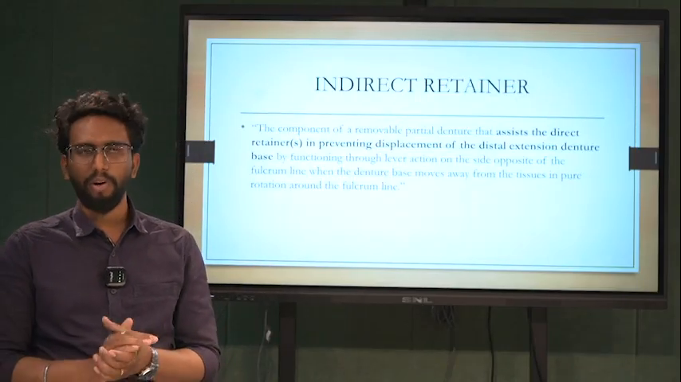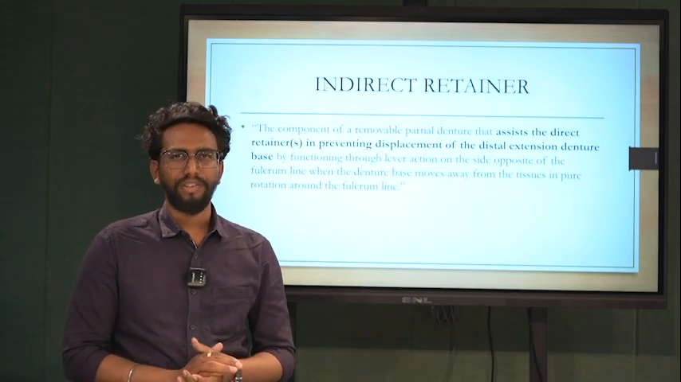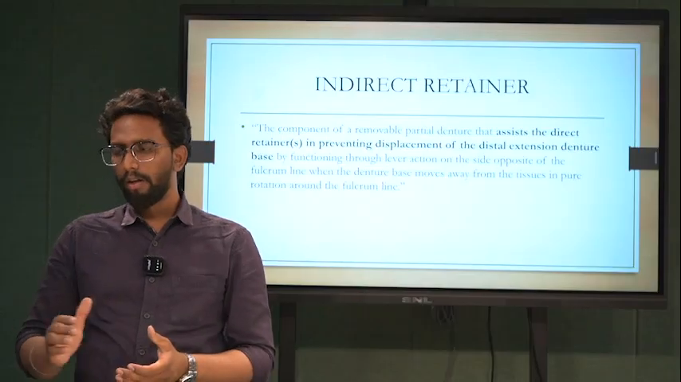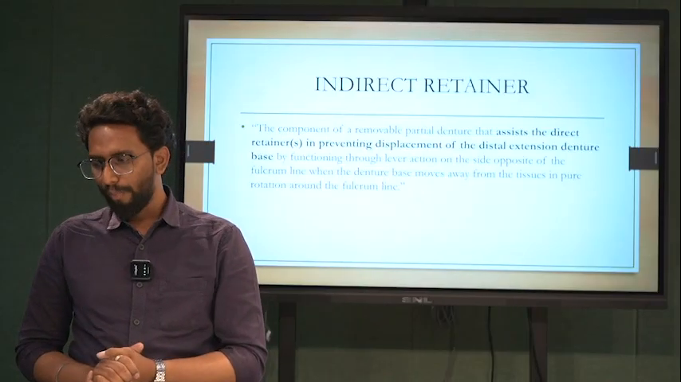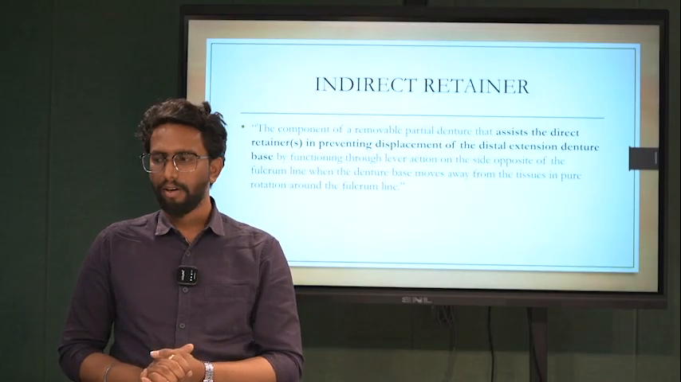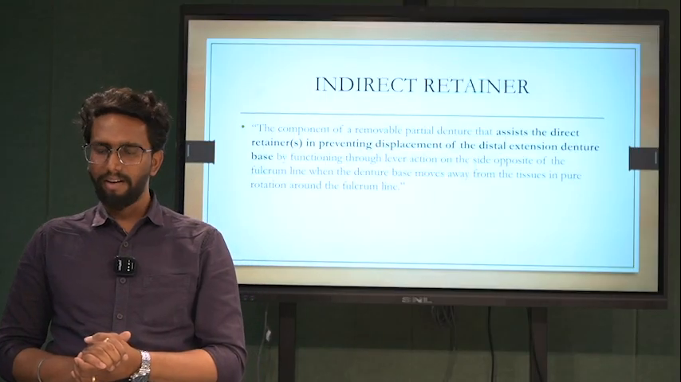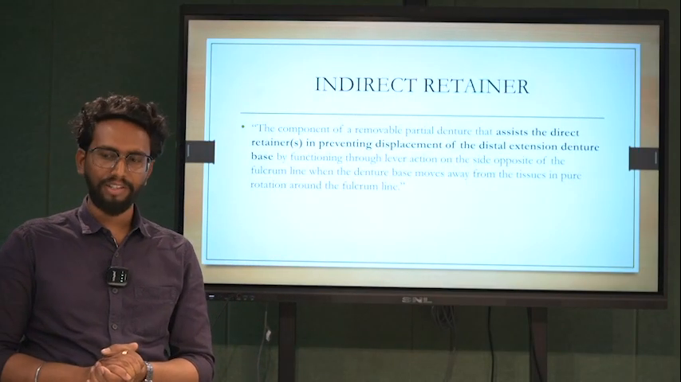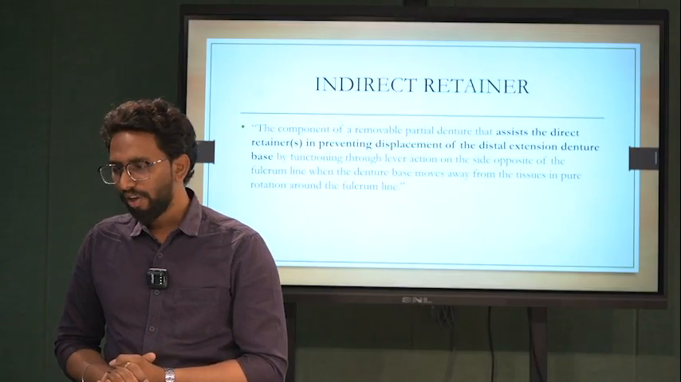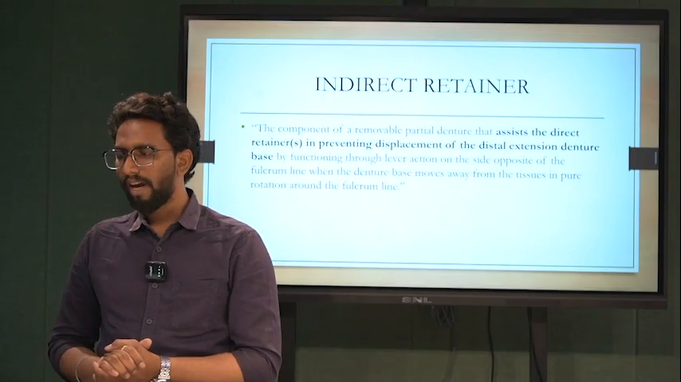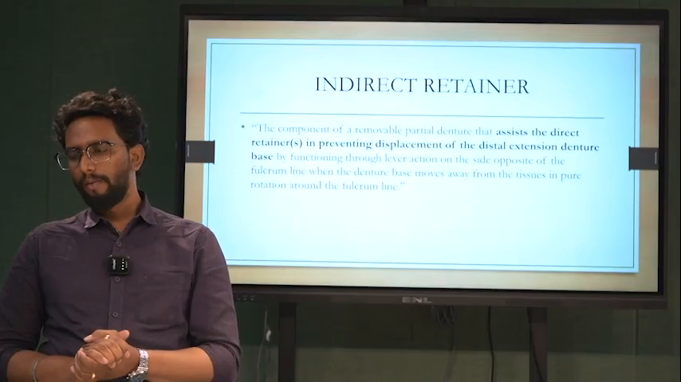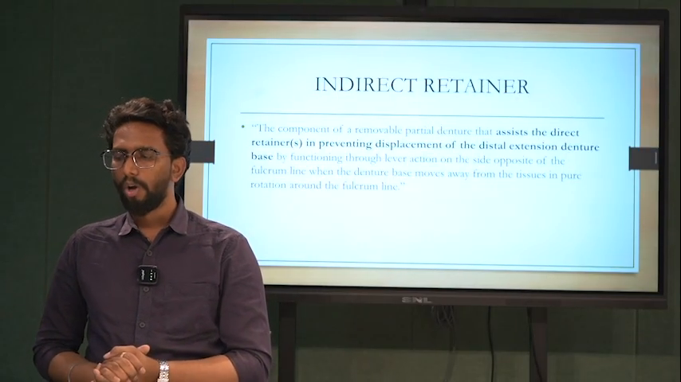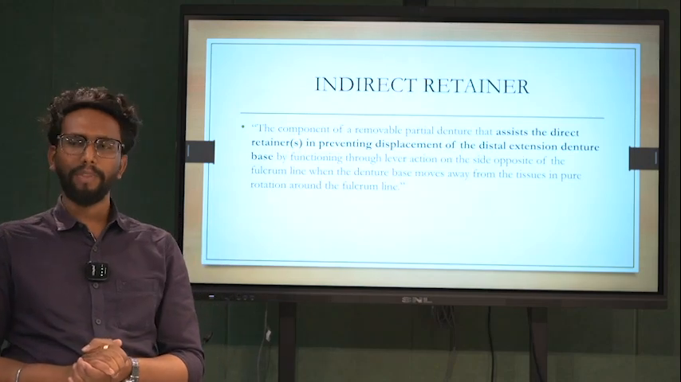Now, the next component of the removable partial denture, or RPD, is the indirect retainer. It is defined as the component of a removable partial denture that assists the direct retainers in preventing dislodgement of the distal extension denture base by functioning through lever action on the side opposite of the fulcrum line when the denture base moves away from the tissue in pure rotation around the fulcrum line.